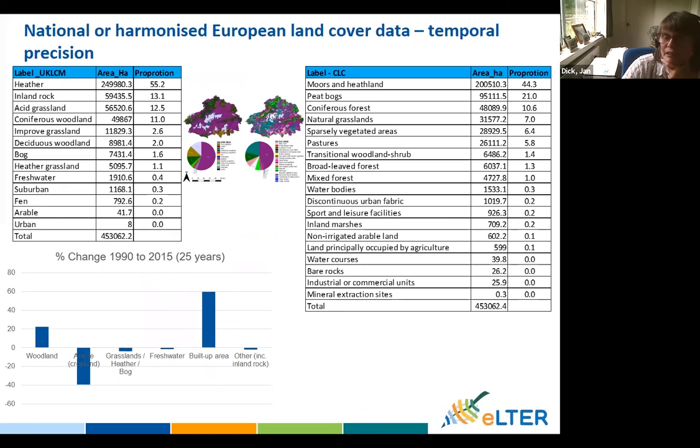But here I've taken the same image, just made it small and given you the actual proportions of the different types of land cover. And they're both valid. The UK have also produced the percentage of change over 25 years within the Cairngorm National Park. And this temporal spread of the data is important because very often the early data is not collected in exactly the same way as later data. And this has to be kept in mind.